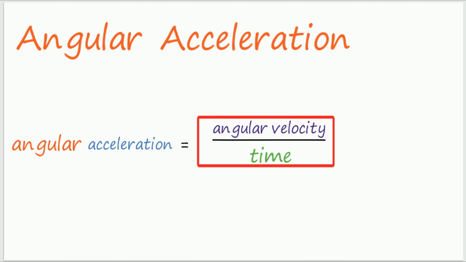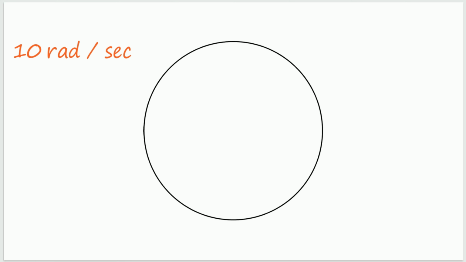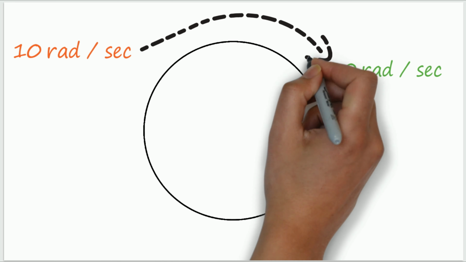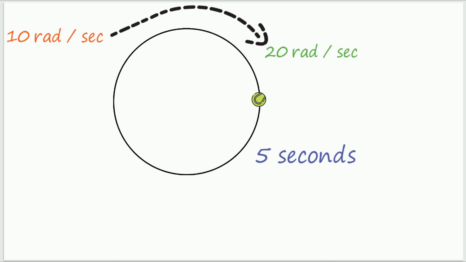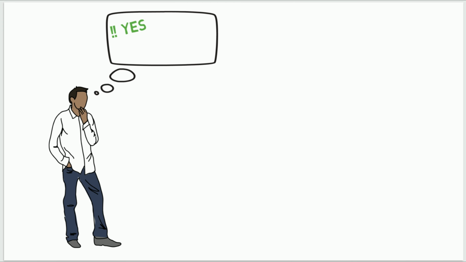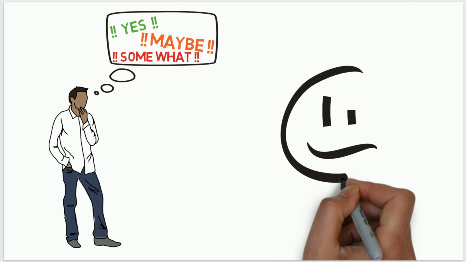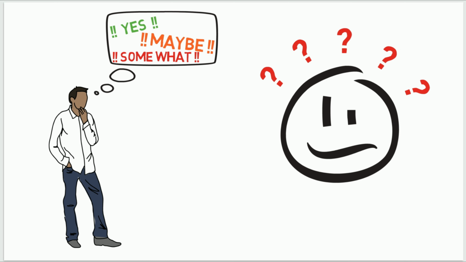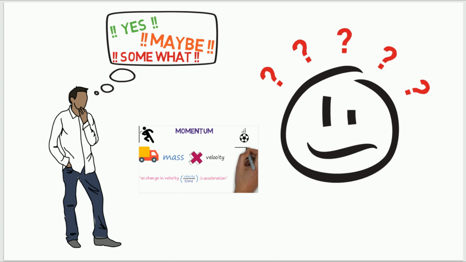Now for example, we have an object which is rotating at an angular velocity of 10 radians per second. 5 seconds later, its angular velocity has increased to 20 radians per second. Now this change in angular velocity over some period of time is what we call angular acceleration. I hope this explanation helped you to understand, but if you're still confused, I'll be solving questions based on these physical quantities in my upcoming videos.